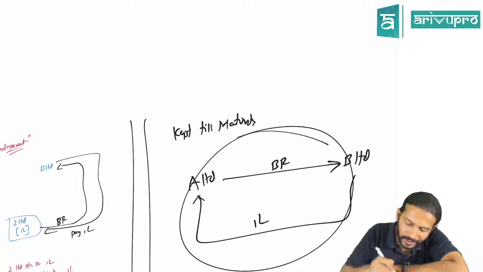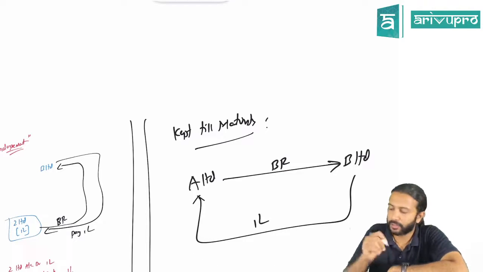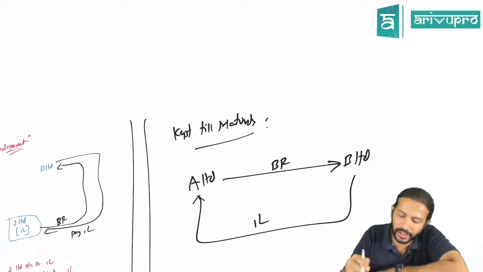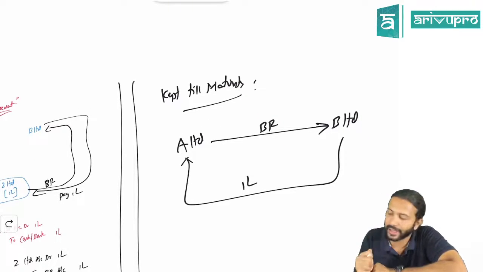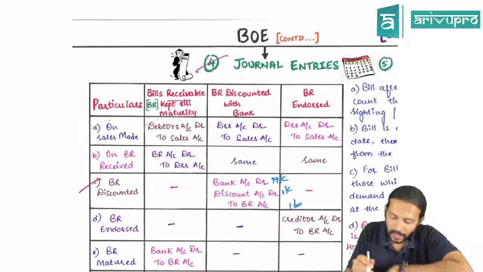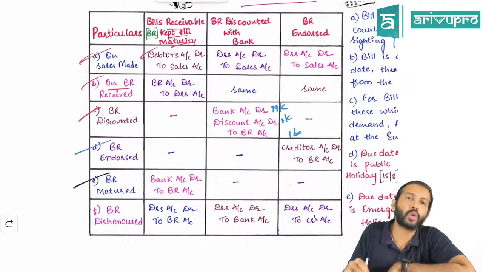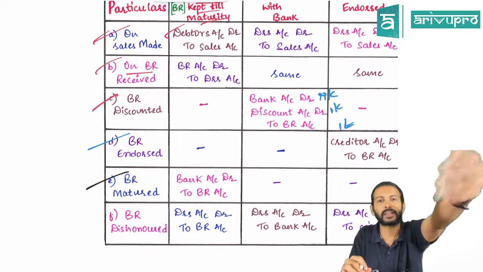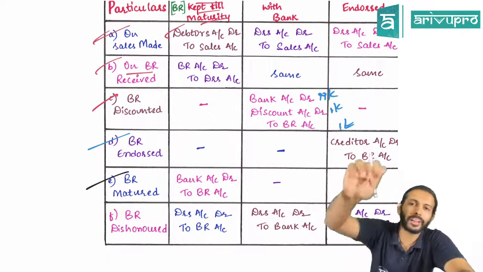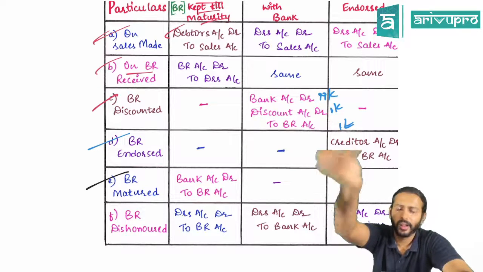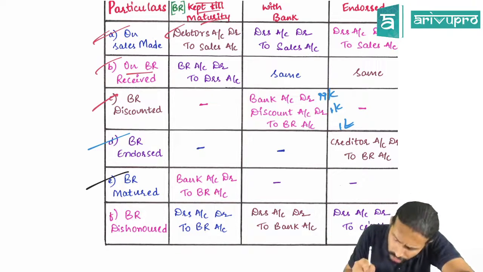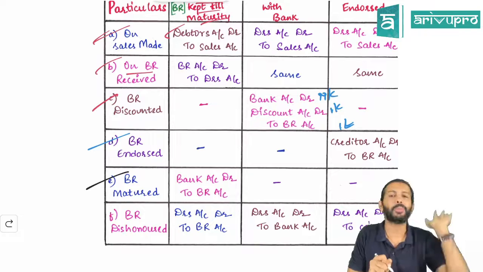So can you complete the journal entry for this now? If the bill gets matured, what journal entry will you pass in the books of A Limited? On maturity, A Limited will get money. So the journal entry will be bank account debit to what? What will A Limited give at the end of the maturity term? A Limited will give that bill receivable to B Limited, and B Limited will pay the money. Hence, the journal entry is bank account debit to bill receivable.